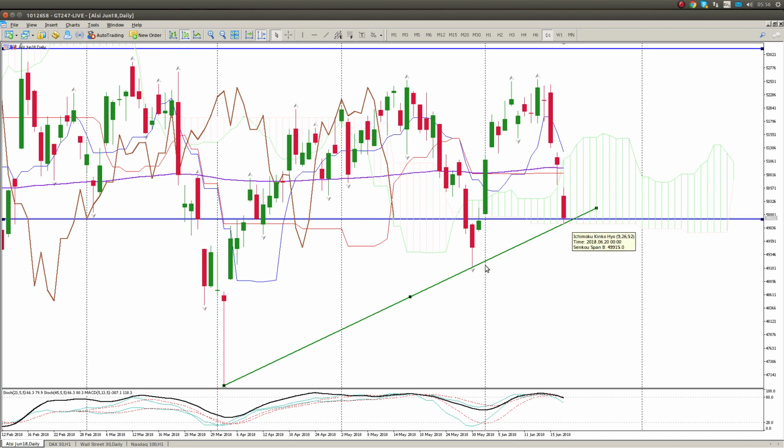So for me, any of you that watch me regularly, you'll know that the gap is the last thing on my mind to worry about. So first thing is levels, then it's the Ichimoku levels, and then it's trend lines, and only then do we start looking at gaps. Okay, so what do we have on the daily?